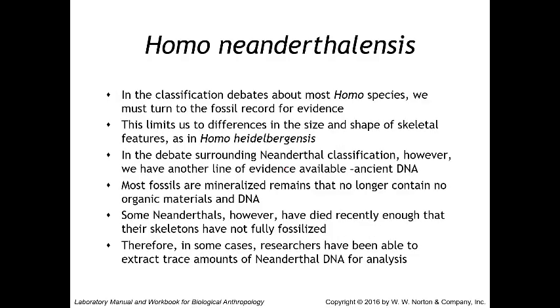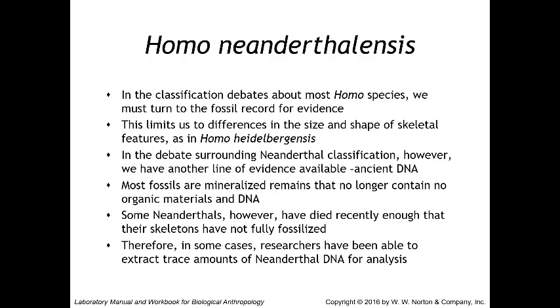In the classification debates about most Homo species, we have to turn to the fossil record for evidence. So what this does is it limits us to differences in the size and shape of skeletal features, as in Homo heidelbergensis. In the debate surrounding Neanderthal classification, however, we also have another line of evidence which is available, and that's their ancient DNA. So, like I said, Homo neanderthalensis was around pretty recently, and so most fossils, when they're mineralized, there's no longer any organic material and there's no DNA. However, because some Neanderthals died recently enough, their skeletons have not fully fossilized.